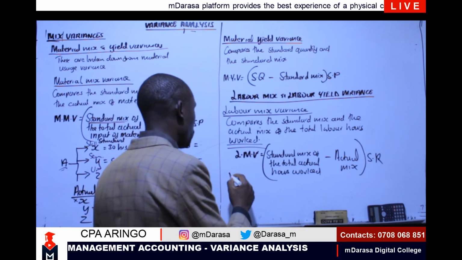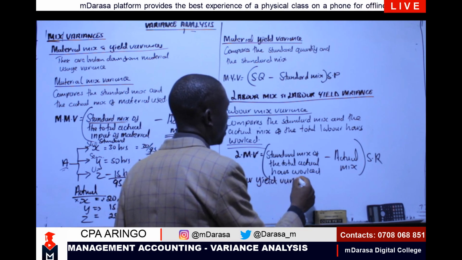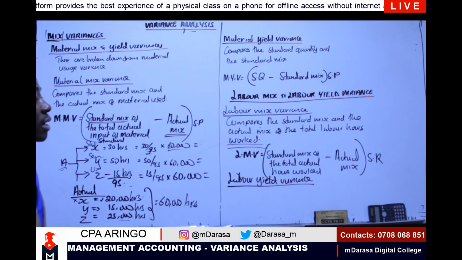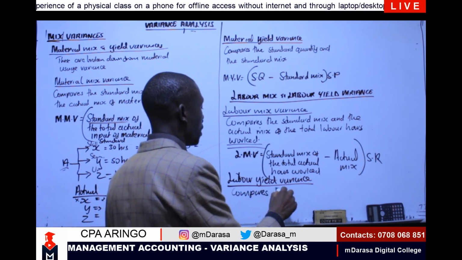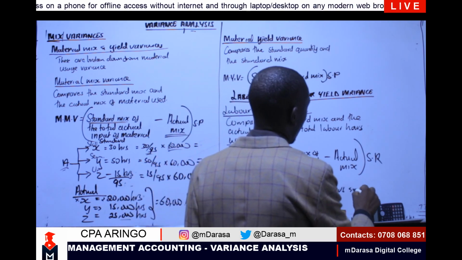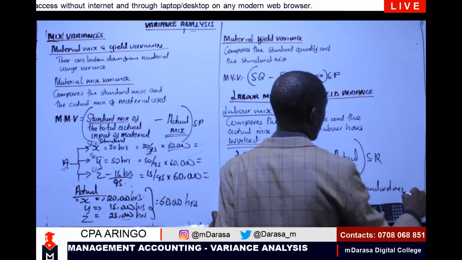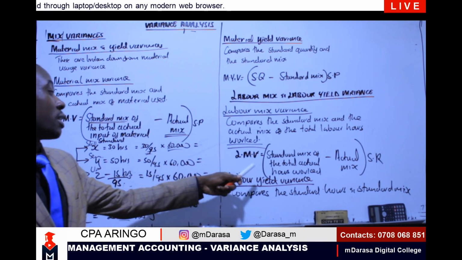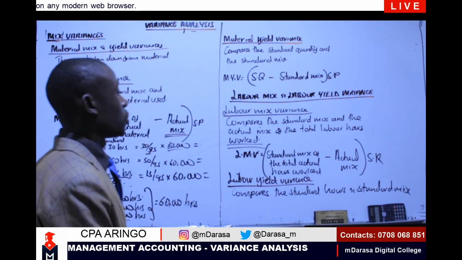Now, after we talked of that, talk of what? Labor yield variance. What is labor yield variance, my good students? Labor yield variance, you normally say that this one compares the standard hours and our standard mix. The same mix that you are talking about here, that is a standard mix.